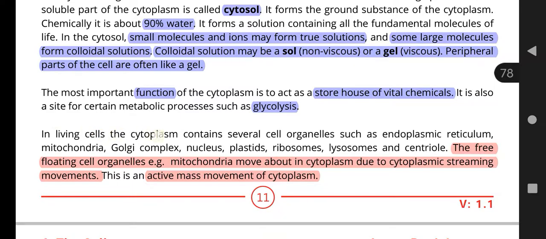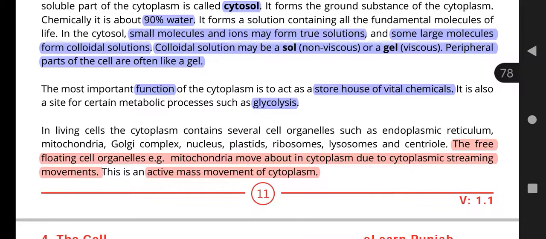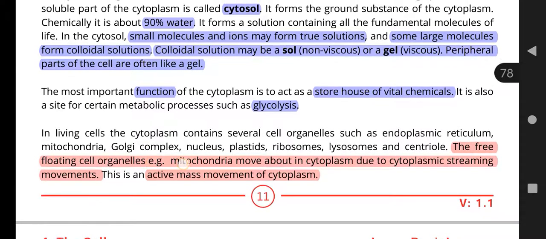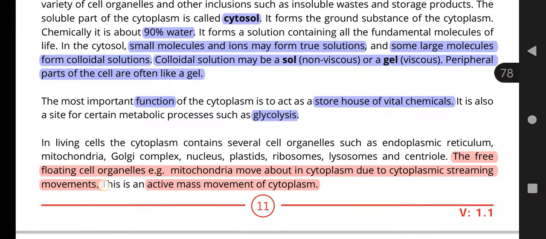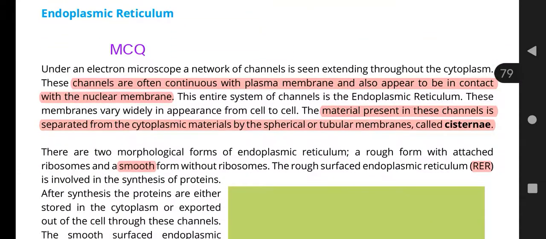The cytoplasm of a living cell contains several cell organelles such as endoplasmic reticulum, mitochondria, Golgi complex, nucleus, plastid, ribosomes, lysosomes, and centrioles. The free floating cell organelles, for example mitochondria, move about in the cytoplasm due to cytoplasmic streaming movement, and this is the active mass movement of the cytoplasm. In the next part of the lecture, we will discuss the endoplasmic reticulum.